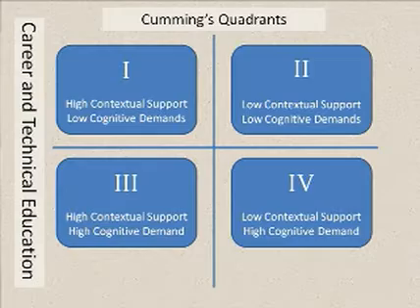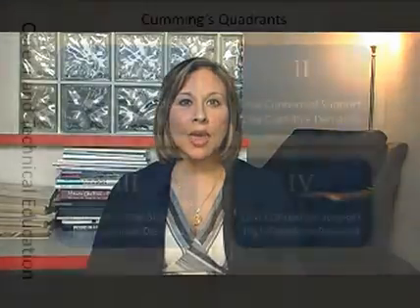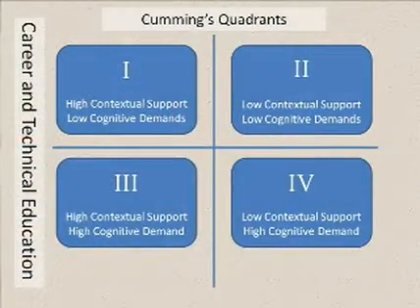Examples of instruction in this realm can be found in automotive technology, construction, and manufacturing, where the students have much context to support factual learning. In quadrant 2, we have low contextual support and low cognitive demands. This type of instruction presents itself in math and science courses, for example, that do not relate to CTE. Students might be solving problems based on a formula without any real understanding of how the formula was derived or how the problems apply to the real world.